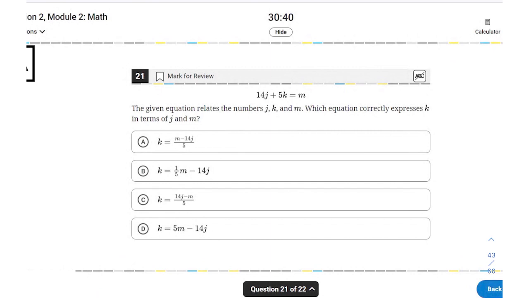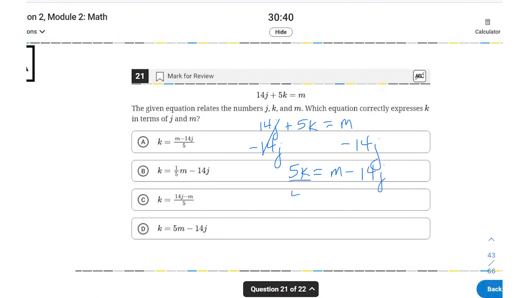Okay, so let's see how we can solve for k on this. And so here, to isolate k, first we would have to subtract 14j from both sides. I'm going to just rewrite the equation here, and then we're going to start doing the steps. Subtract 14j from both sides of the equation, because in math, whatever you do to one side, you also have to do to the other. So we will have 5k equals m minus 14j.